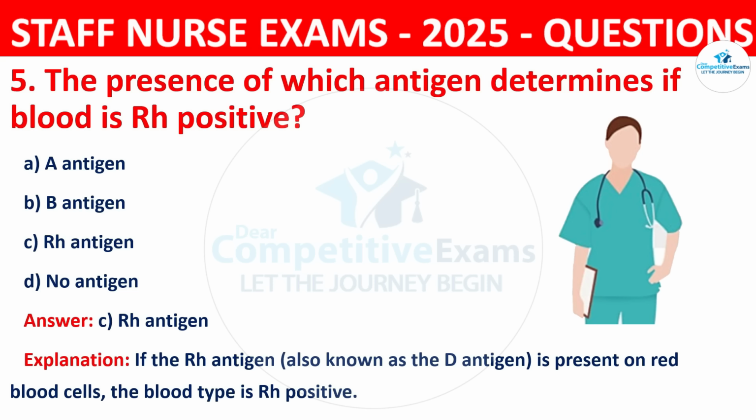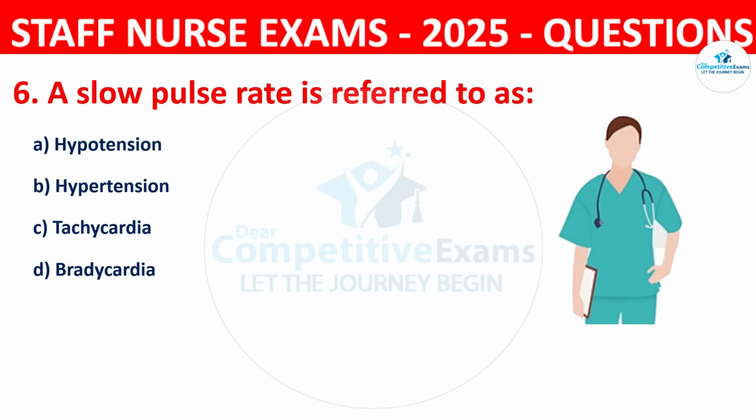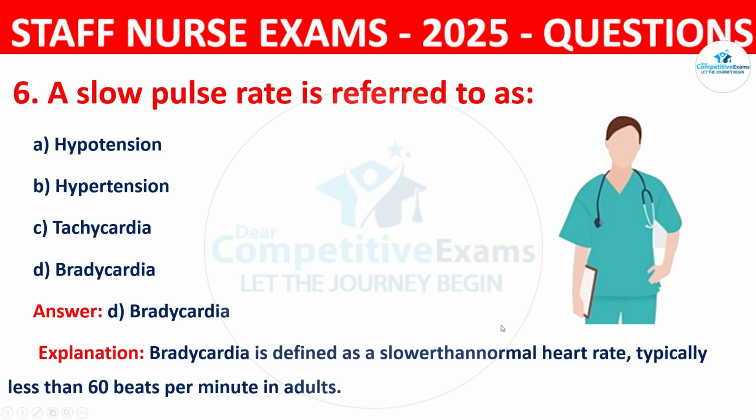Question number 6. A slow pulse rate is referred to as? Your options are hypotension, hypertension, tachycardia, or bradycardia. The correct answer is D, that is bradycardia. Bradycardia is defined as a slower than normal heart rate, typically less than 60 beats per minute in adults.